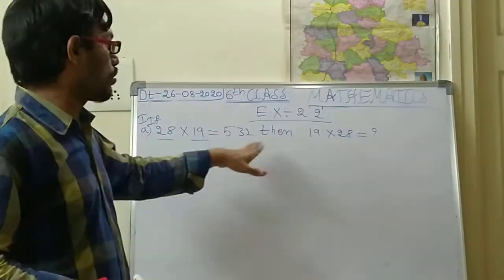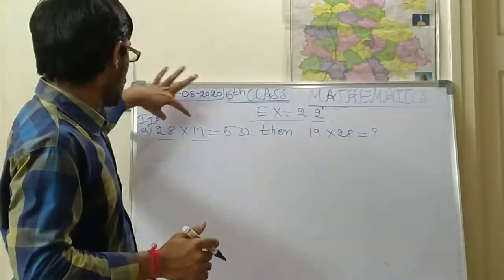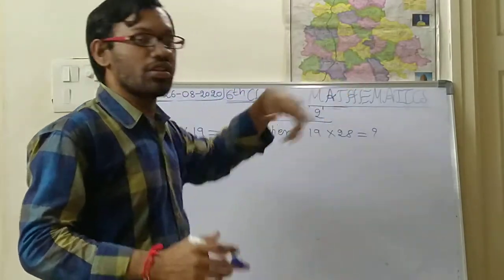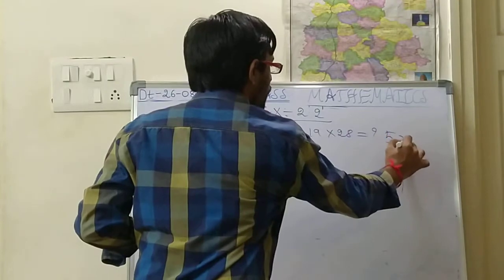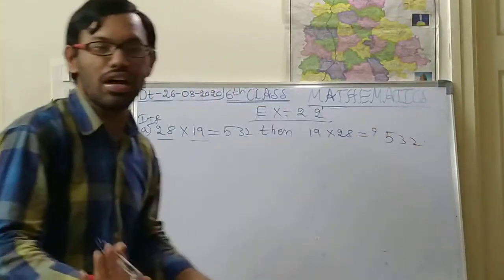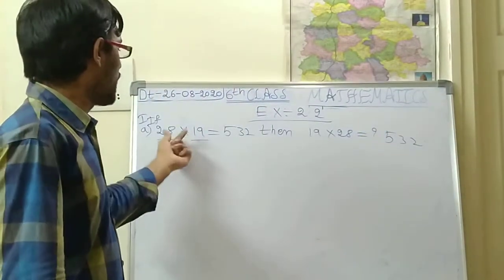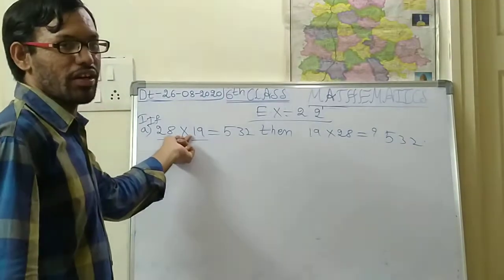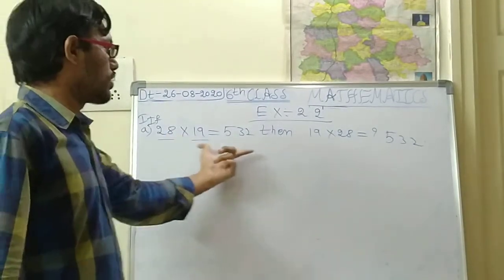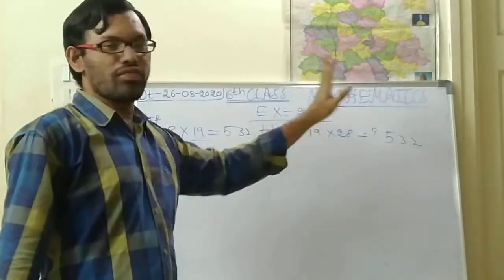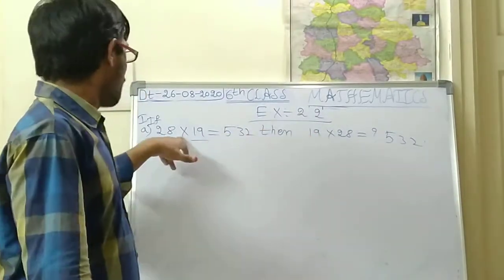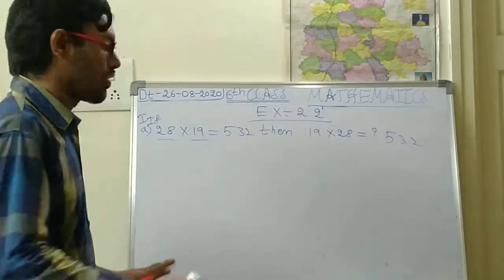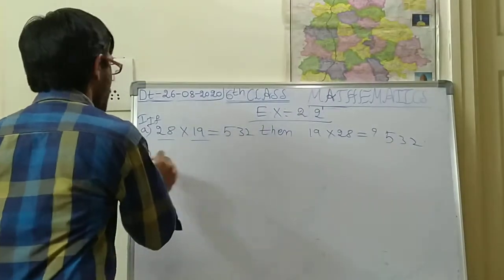So by seeing the question, you should identify: a into b is equals to b into a. So this is also equals to 532 only. This is the answer. So you should write: commutative property under multiplication, is equals to 532. Like that you have to end the answer. So next, B problem.